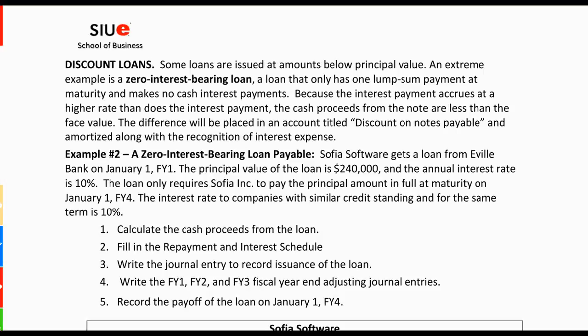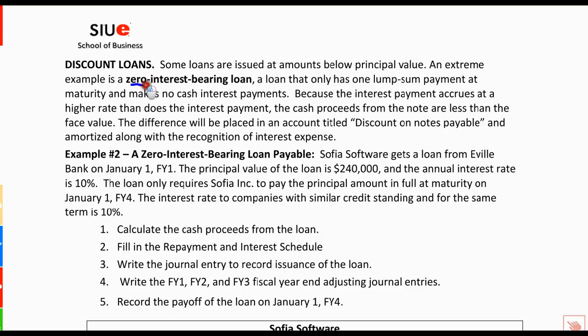Alright, this is the second part in the long-term liabilities lecture, and here we're going to talk about discount loans. The reason we're going to talk about discount loans is that it's an easy way for us to see what we do when there's not a payment of interest, but there is interest expense. So this is an extreme case, and these do exist in the actual world.